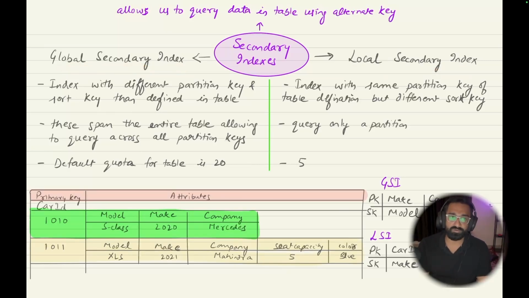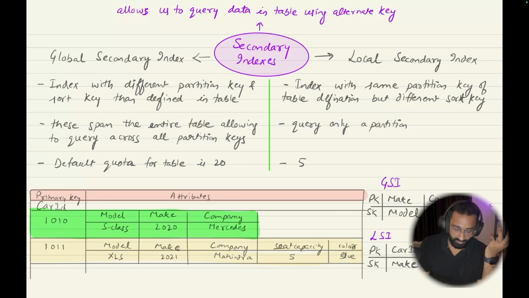So let's talk about the global secondary index first. The index in this is different to the partition key and sort key you have defined in a table. If I talk about the previous example of the cars table, I had car ID as the primary key. That would be my partition key. But if I have to generate a global secondary index, make could be my partition key, and your sort key could be model. So it would group all the respective items, rearrange them, and store them in a different partition.